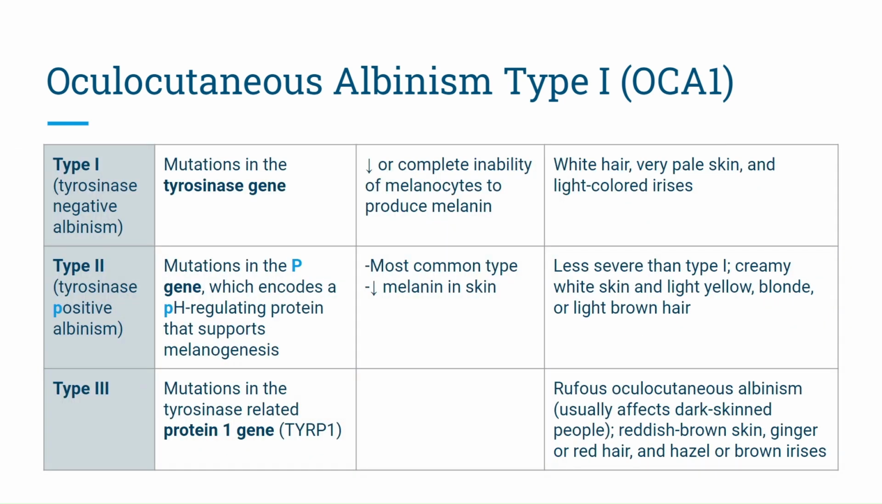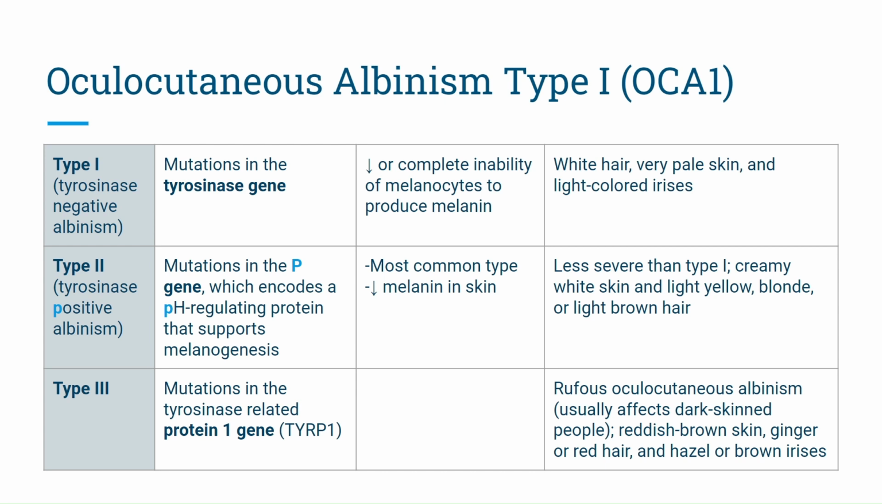So here's a table to break down the different types of oculocutaneous albinism. Type 1, note that you're tyrosinase negative. So either the tyrosinase gene is absent or reduced. Type 2, or tyrosinase positive albinism, has mutations in the P gene, and that encodes a pH regulating protein that supports melanogenesis. Most common type is type 2, and that's when you have decreased melanin in the skin. It's usually less severe. You get more of a creamy white skin, light yellow, blonde, or light brown hair.